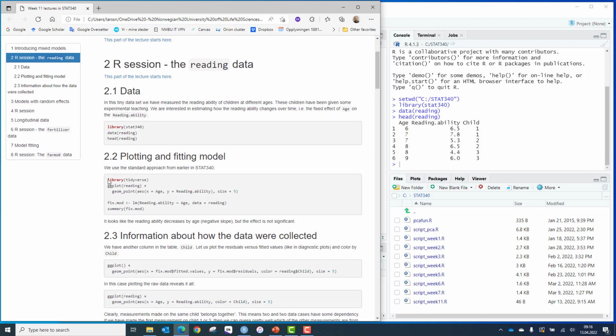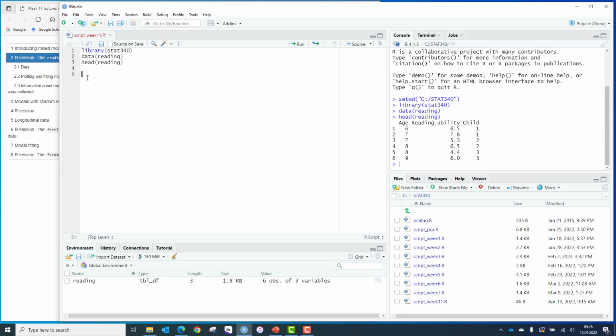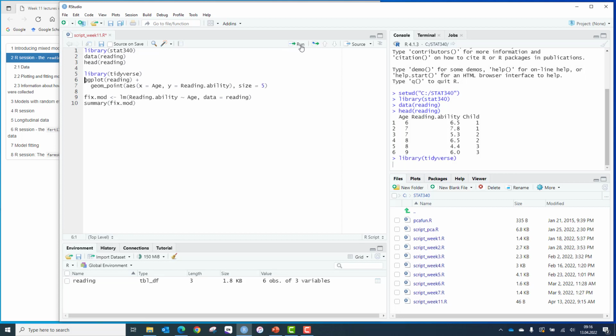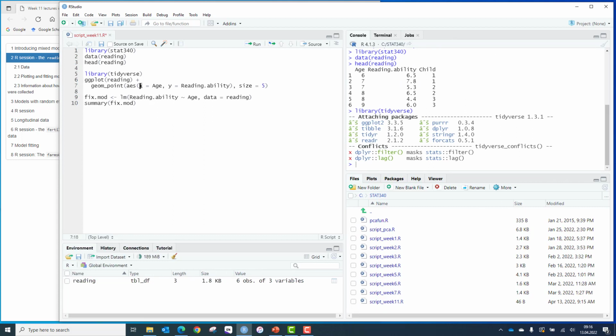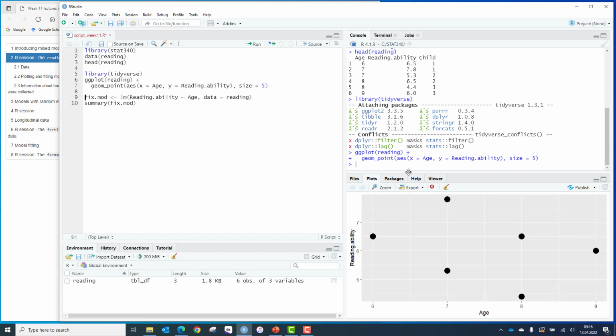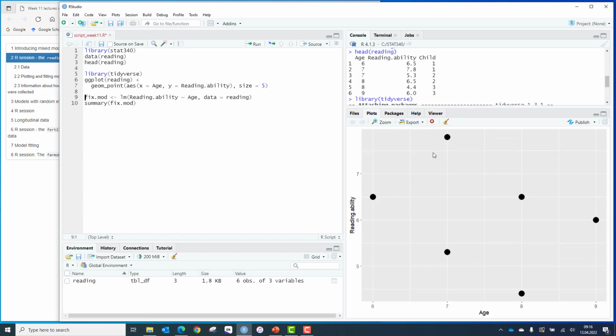Let's plot the data and fit some standard linear model like we have done before. Here I just load the tidyverse packages because I'm going to use them for plotting. Then I make a simple plot of age on the x-axis versus reading ability on the y-axis. No strange thing about it. So here are my 6 data points. This is all we have.